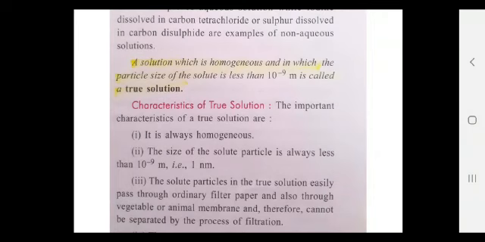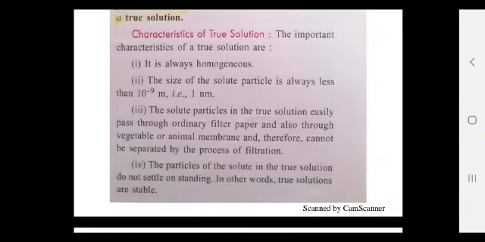Now here we have the characteristics of a true solution. A true solution is always homogeneous. Homogeneous means the mixture or combination takes place very uniformly. Second characteristic: the size of the particles in a true solution is very small, 10 to the power minus 9 meter, or 1 nanometer, less than 1 nanometer. It is so small that we cannot see it with our naked eye, or even under a common microscope.